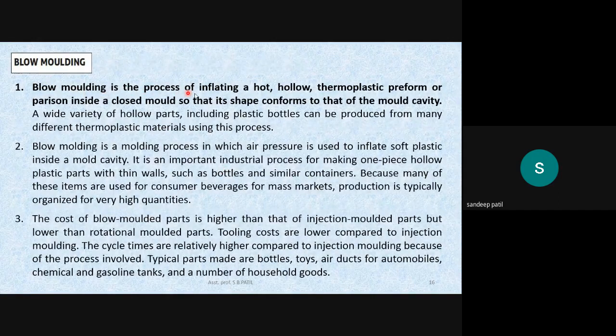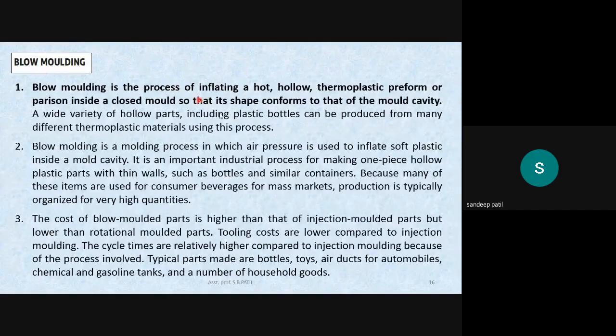Blow molding is a process of inflating a hot, hollow thermoplastic preform or parison inside a closed mold so that its shape conforms to that of the mold cavity. The basic process is the same: to get the material to conform to the shape of the mold cavity, there must be a mold cavity of the desired shape. Only the way of putting the input material into that mold is different.